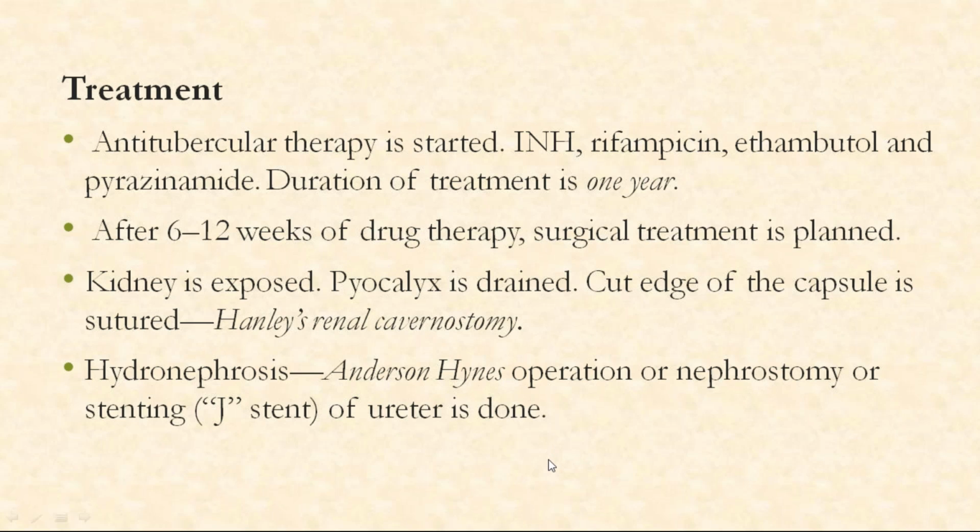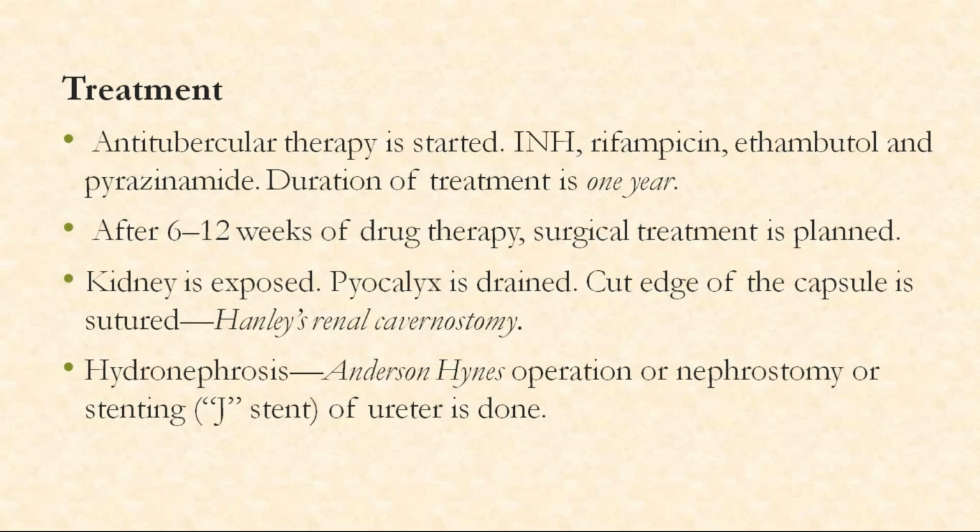Hydronephrosis can occur because of some tuberculous ureteric stricture or pelvic stricture. So it may produce hydronephrosis. Urine will not go from the kidney to the bladder. Once you diagnose the hydronephrosis, you should do Anderson-Hynes operation. If it is not possible, you should do nephrostomy. That means you have to make a hole. Percutaneous nephrostomy should be done, or you can put a J stent.